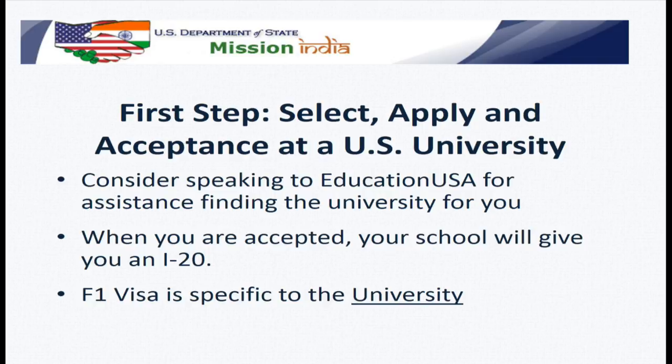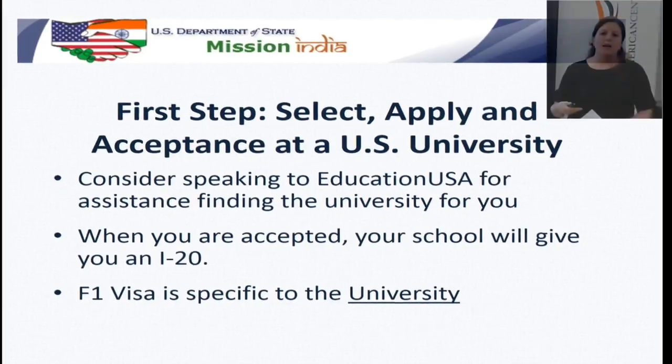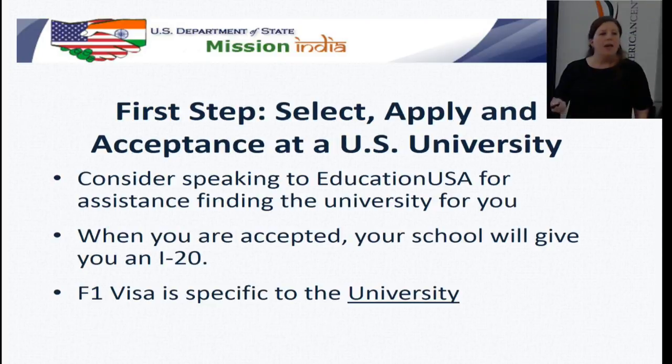And one thing to note is that the I-20 form itself indicates a very specific university. So say you get accepted to a couple of universities, you decide on University A, but after a while you change your mind and decide University B is a better fit. You'll have to work to get a new form and then apply specifically for the university that you want to attend.